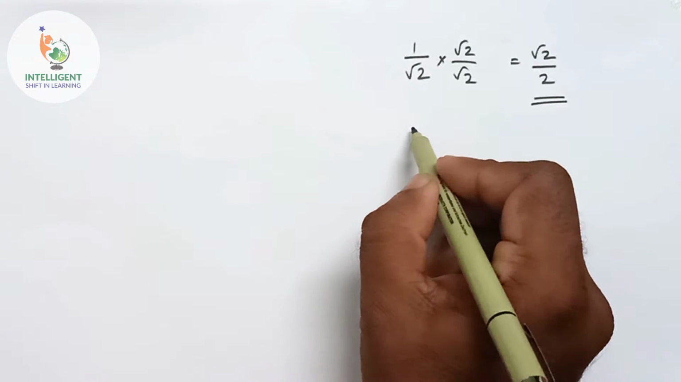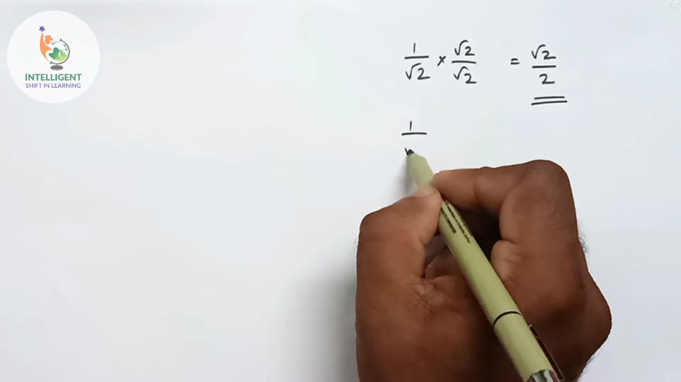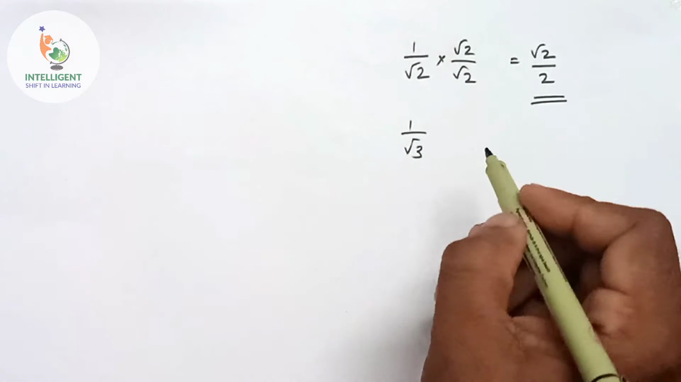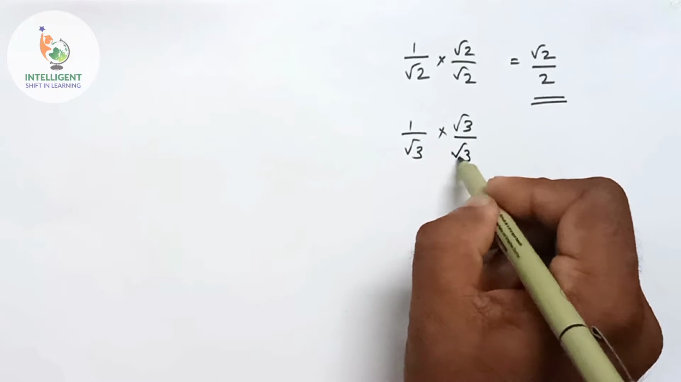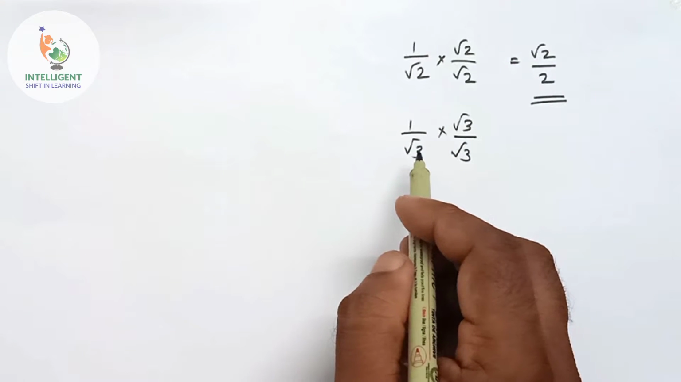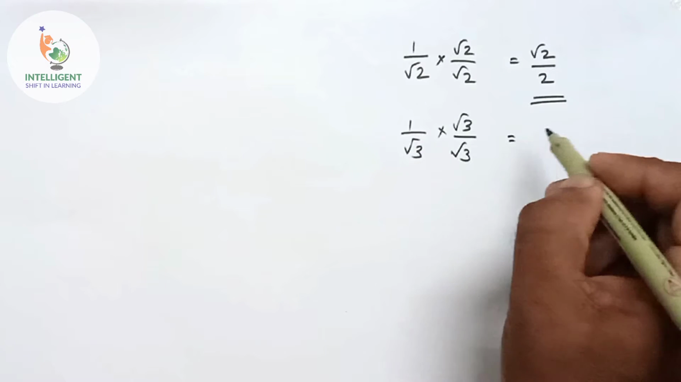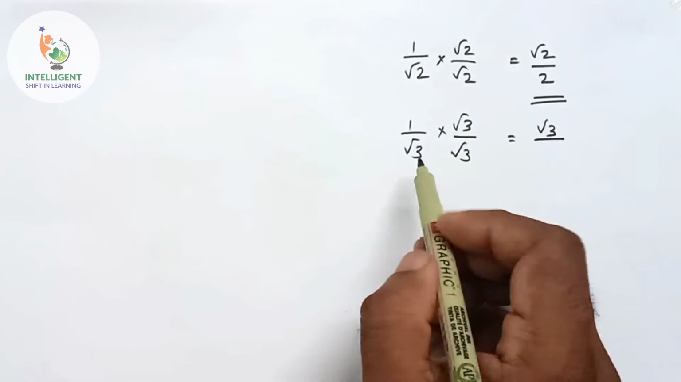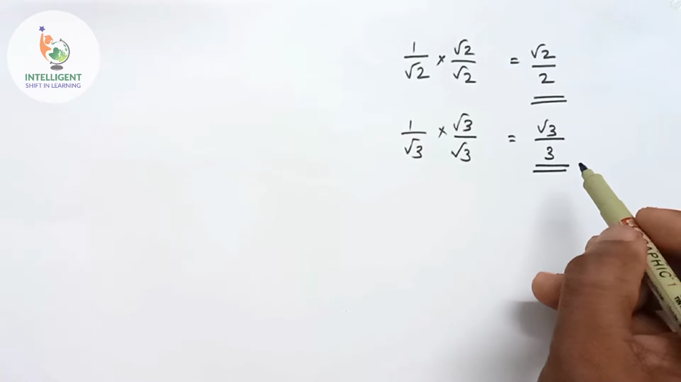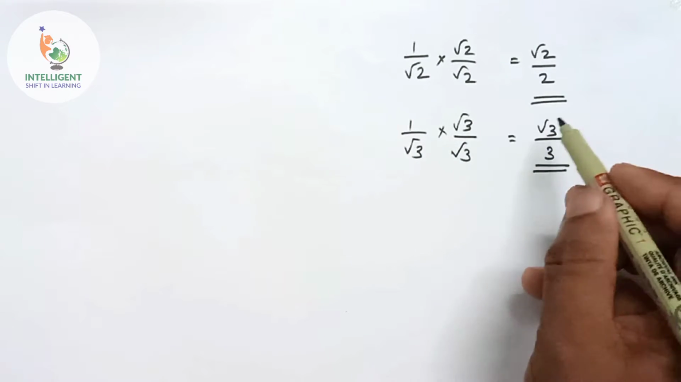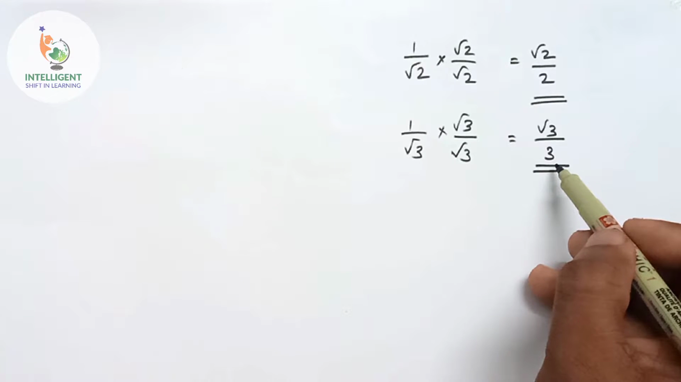Another example, 1 by root 3. We can multiply root 3 by root 3. It will be root 3 by root 3 into root 3, that is 3, which is in fraction form with denominator a rational number.